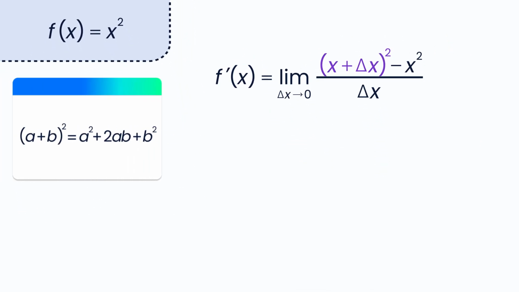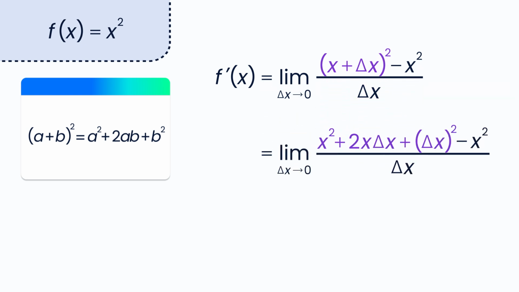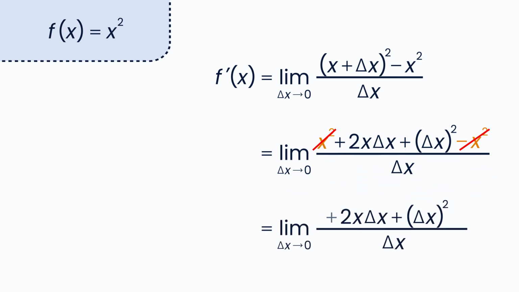You can use the square of a sum formula to expand the first term in the numerator, to get x squared plus 2 times x times delta x plus delta x squared. Then you complete the numerator by writing minus x squared, which is already there. The two x squared terms cancel each other out, so in the numerator you're left with 2 times x times delta x plus delta x squared.